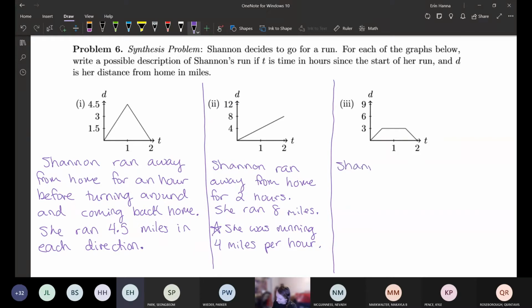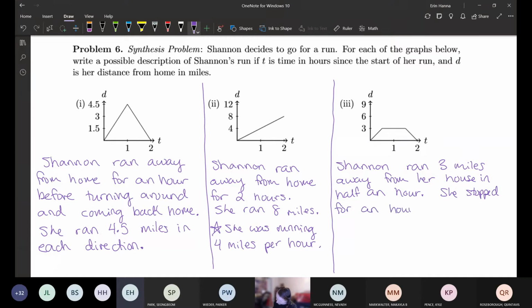I'm gonna say Shannon ran 3 miles away from her house in half an hour. She stopped for an hour before running home. And again, you could spice that up a little bit if you really wanted to.